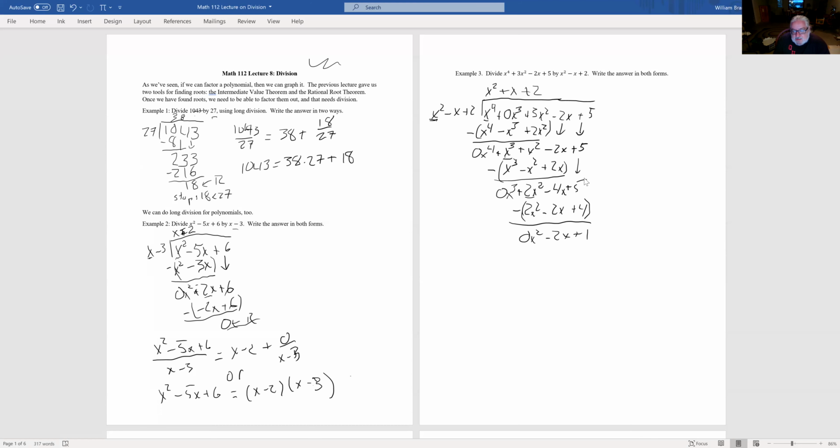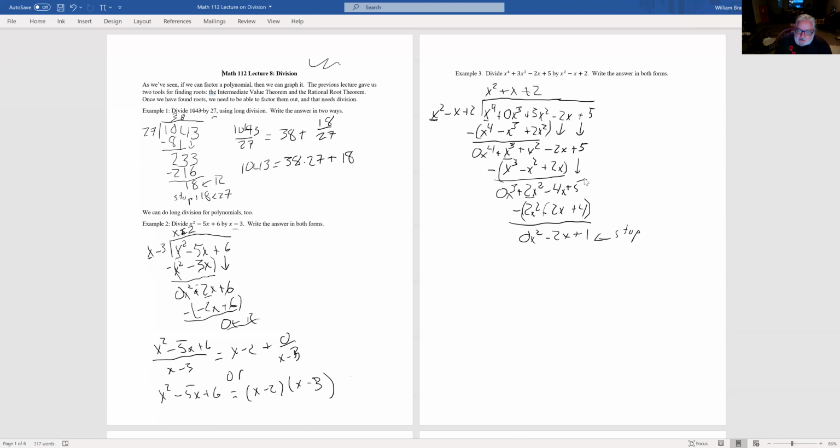Great, so I look at the leading terms again. What do I multiply x squared by to get 2x? Ooh, I'd have to divide by x or something. So we stop here. The degree here is degree 1, that's degree 2. Since the degree here is less than the degree there, we stop. Same reason 18 is less than 27, so we stop there. You could keep going and give you decimals. But we'll stop here because this, what do I multiply x squared by to get 2x? It would be 1 over x, and I don't want to get into 1 over x's.